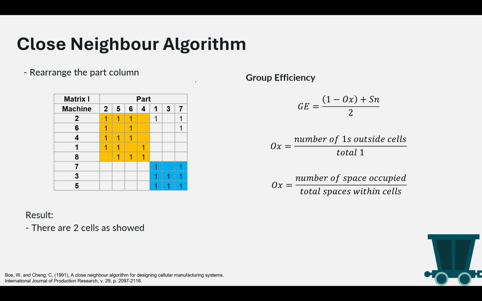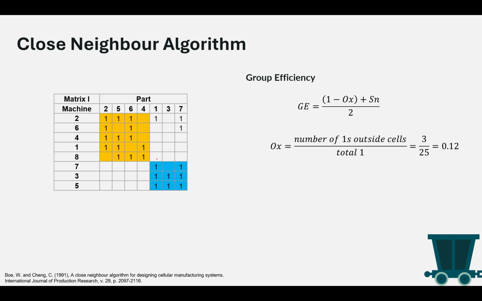Then how do we calculate the group efficiency? Basically by this formula: 1 divided by OX. OX is the number of 1s outside the cell, and then the total number of 1s, while Sn is basically the space occupied, and then the total space within the cell.